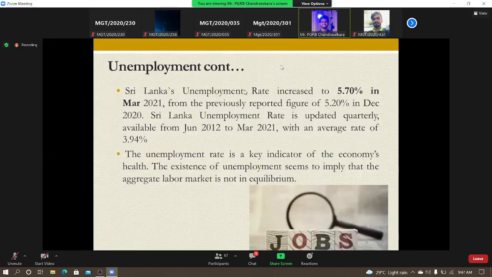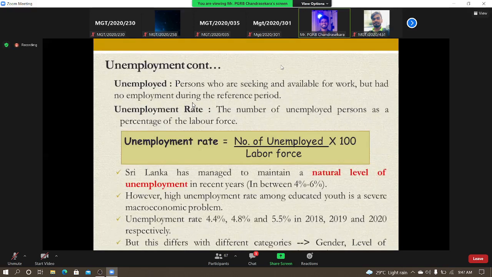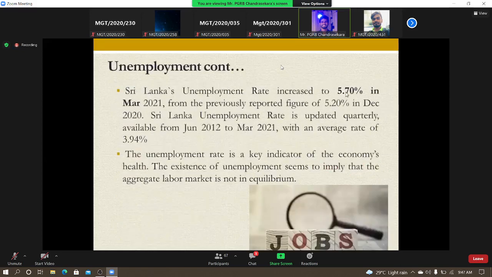I was talking on this one. Sri Lanka's unemployment rate increased to 5.7. Previously in December 2020 it was 5.2, but now it is 5.7 in March 2021. This is calculated quarterly. The next one is March, April, May, June. It comes in June, and in June it may all be available.